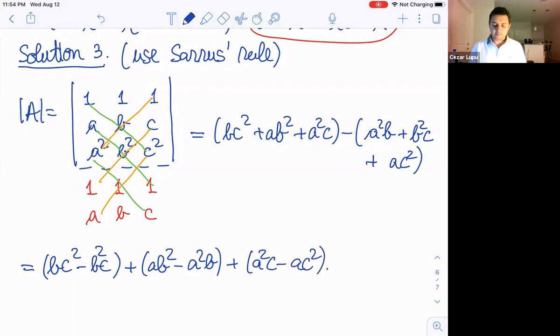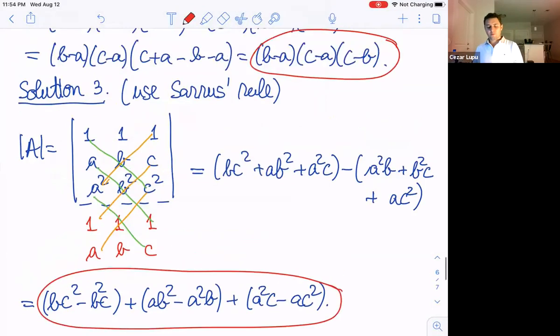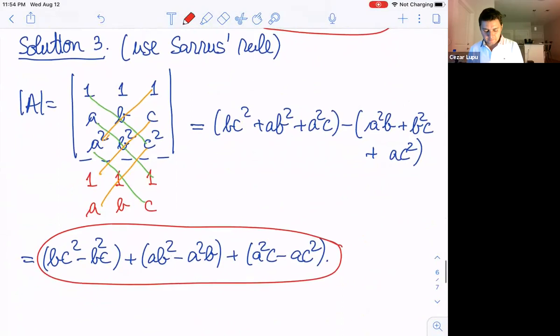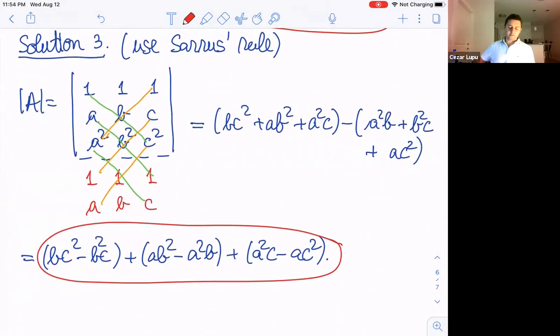Great. Again, if you look closely, this will be nothing else than just what we previously got here. It's exactly the same as in solution 1. But I'll leave it to you as an exercise to convince yourself that this can be expressed as the product of A minus B, B minus C, and C minus A, just like we got in the second solution.